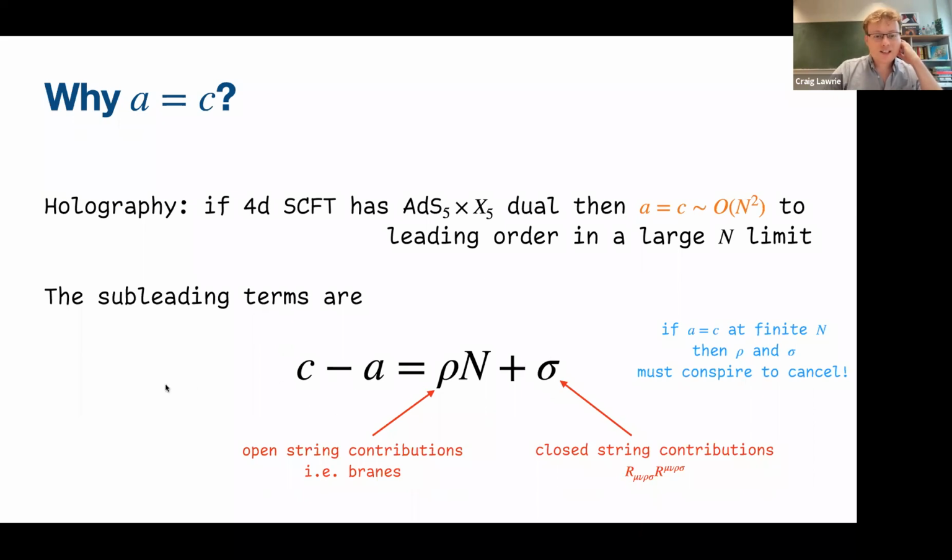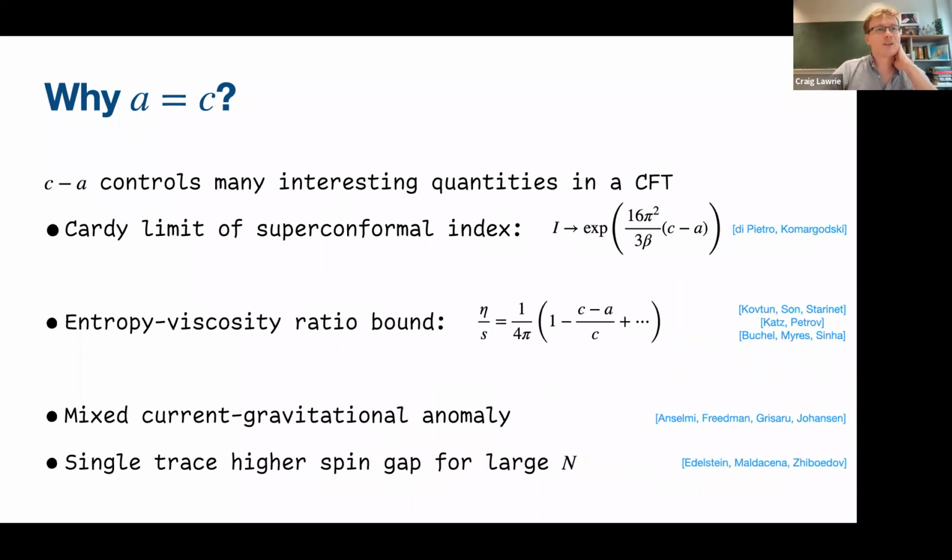This quantity, this C minus A quantity, actually controls a whole bunch of things, which leads to sort of clever and interesting cancellations when they're equal. So I'll just run quickly through this list.